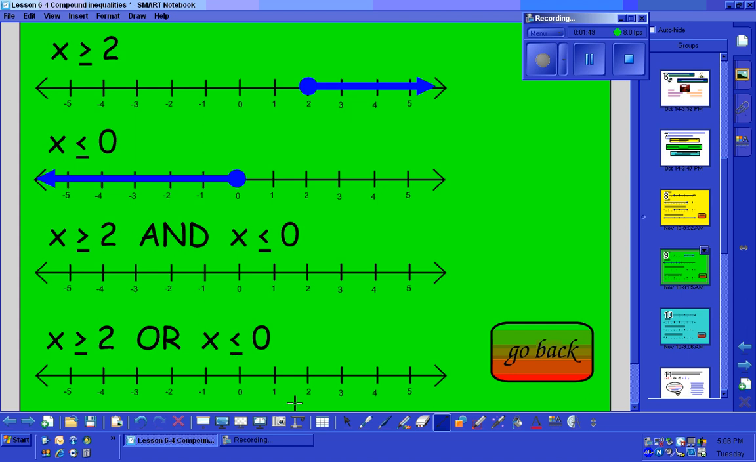However, when you look at the word "or," that opens it up quite a bit again, and we can take a look. Everything from 0 and down, and everything from 2 and up would be located on at least one of the two lines. Our solution then, using the word "or," is the entire number line except for a small gap from 0 to 2.